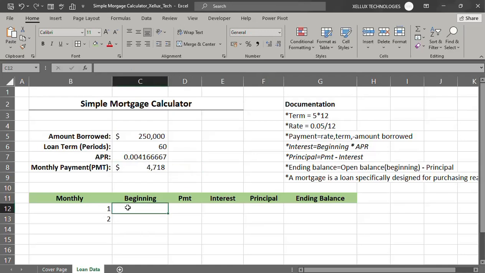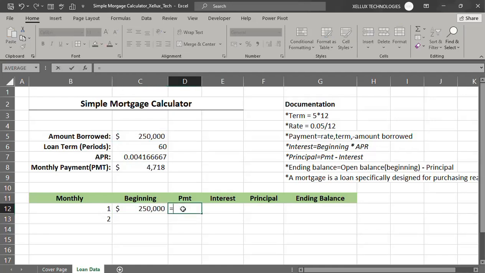Now, in the first month, you want to pay back your loan from the beginning. How do you calculate that? You can see the documentation there. So equals, I'll click on your 250,000. That is our beginning balance. Our monthly payment is also there, so I will also click on it. Our formula will bring it forward here.